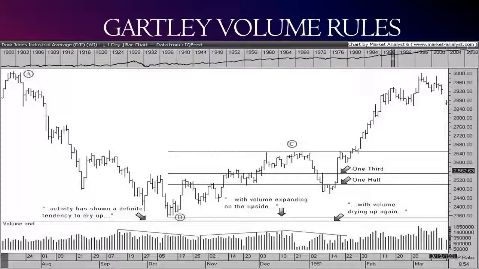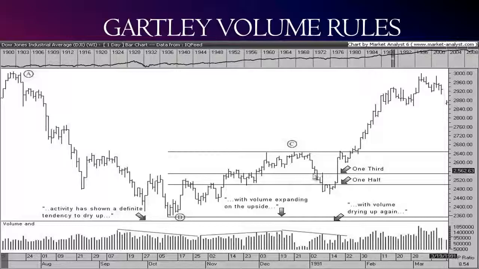The other thing that he mentioned too was that the market would, in this case, have a retracement. He didn't use the term retracement, but as it declines here into a bullish pattern, he expects it to decline from a third to a half of this range from B to C. So he didn't talk about Fibonacci ratios. Wall Street wasn't using Fibonacci ratios yet.